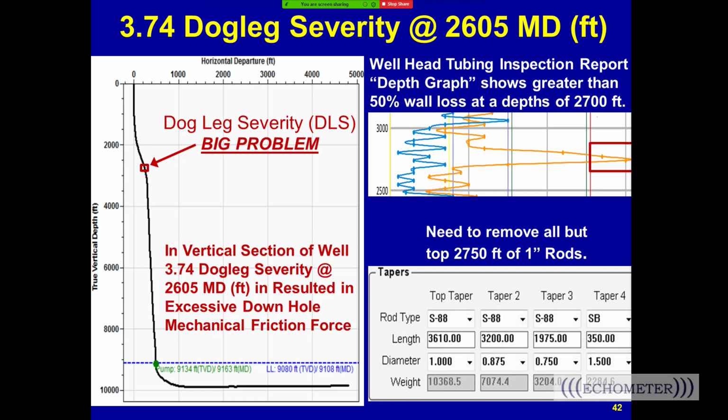The investors from maybe New York City told them to drill the well fast and not drill it for a long life or drill it for low operating cost. So here, when they're operating the well in this dog leg, the tubing has wall loss up to 50% wall loss at 2,700 feet. So this is another example. This was used with the PRT data.